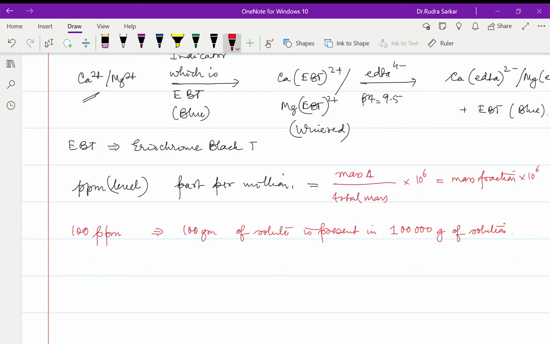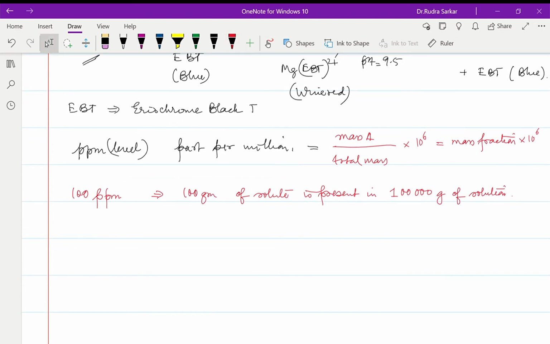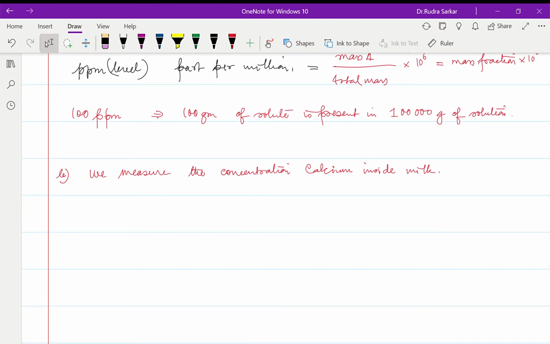Besides that, another extension of this is we can measure the concentration of calcium inside milk. Milk contains calcium lactate, so we can measure the amount of calcium that is present inside the milk.